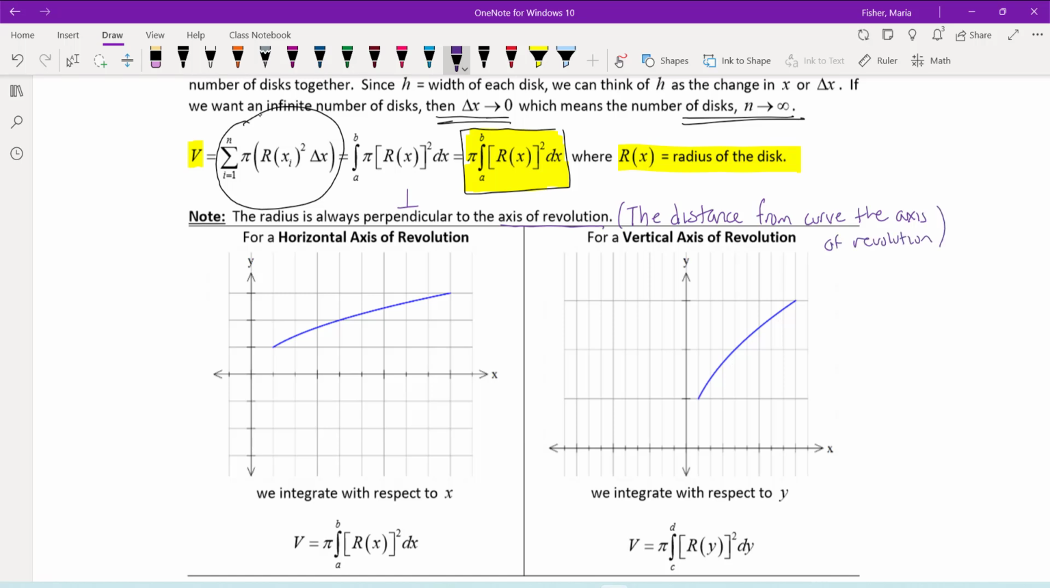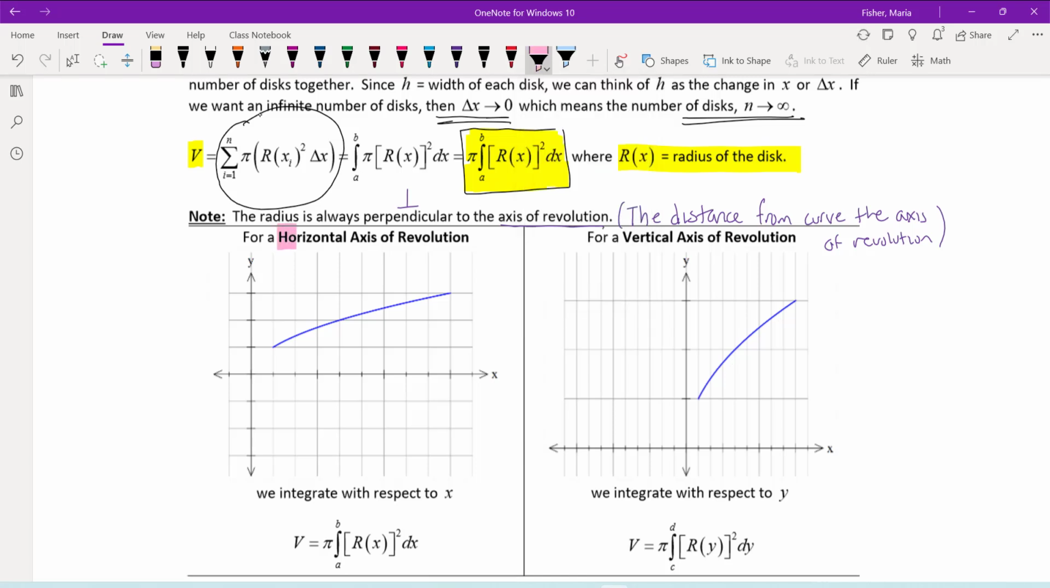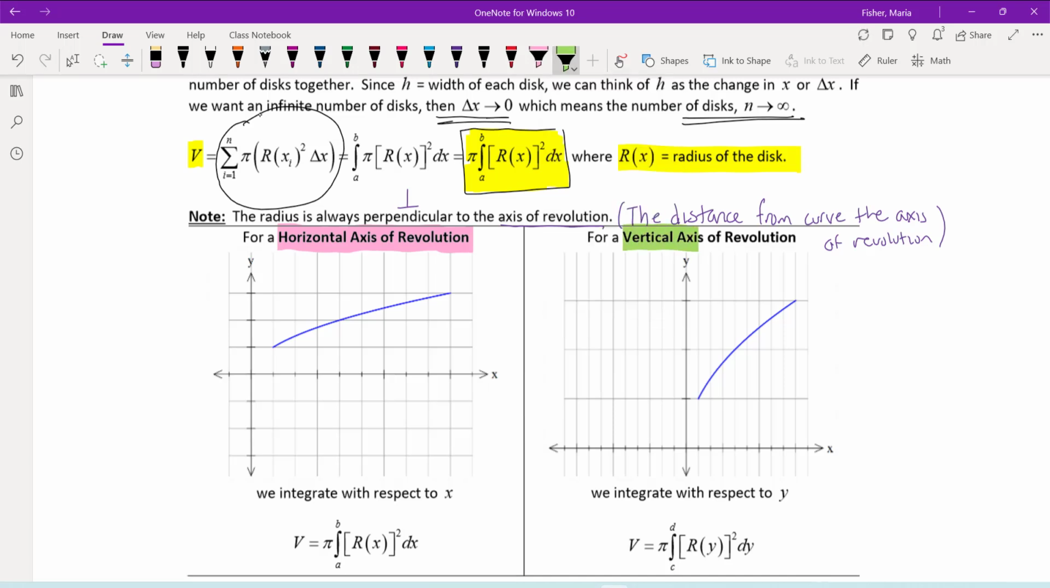We have two possibilities for lines that we revolve around. We have horizontal lines we'll be revolving around, so we're going to look at a horizontal axis of revolution, and we're going to look at a vertical axis of revolution, or revolving around a vertical line. When you have a horizontal axis of revolution, for example, if we're revolving around the x-axis because the x-axis is a horizontal line, we are going to integrate with respect to x.